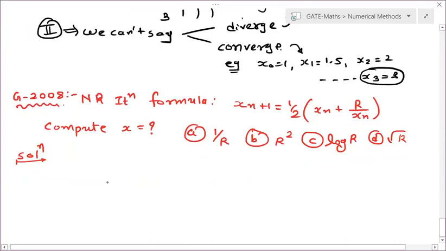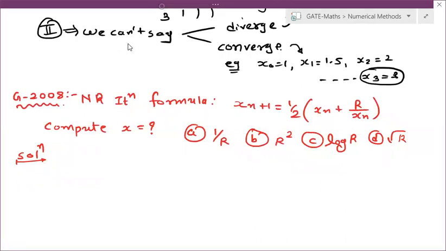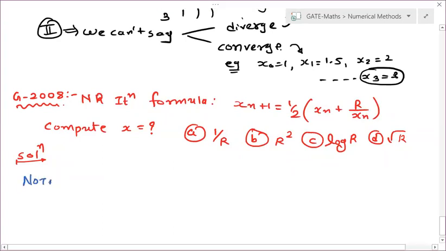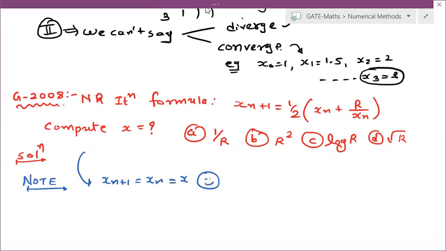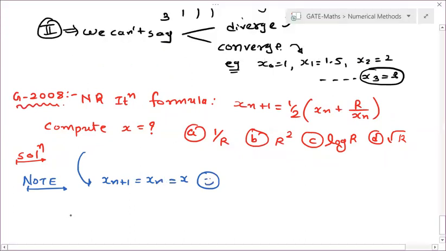So this is a different type of question. If they are asking you this type of question, just use this thumb rule: put x(n+1) equal to xn equal to x. Now, if you simplify from here, then you can find its root. So here, let me put x(n+1) equal to x, so x equal to half (x plus r by x).